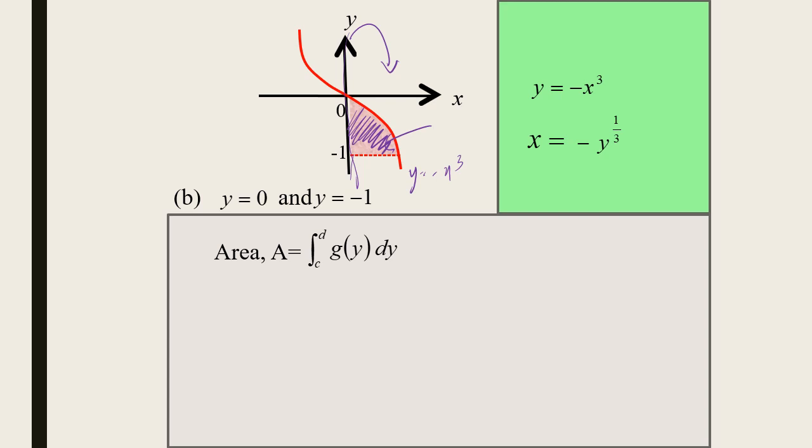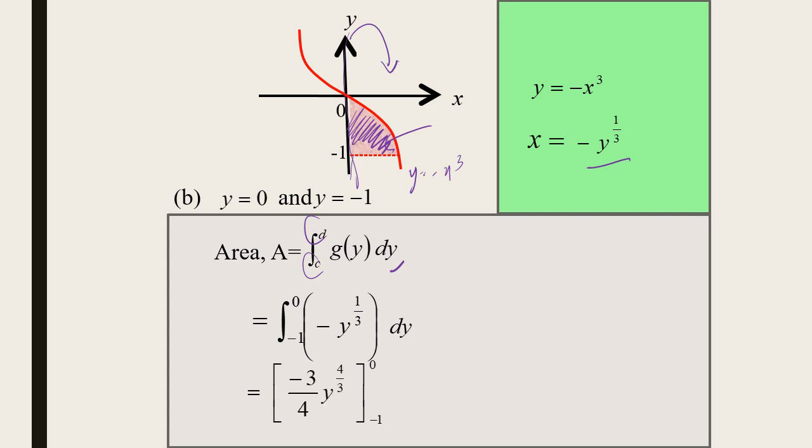Okay, we just have to integrate g of y with respect to y from c to d. G of y we found already, which is negative y to the power of 1 over 3. So it goes from negative 1 to 0. It should start from the smaller value to the bigger value. Everything is with respect to y. So we integrate y to the power of 1 over 3 and get the same as question A, which is negative y to the power of 4 over 3 over 4 over 3. So it will be negative 3 over 4 of y to the power of 4 over 3.